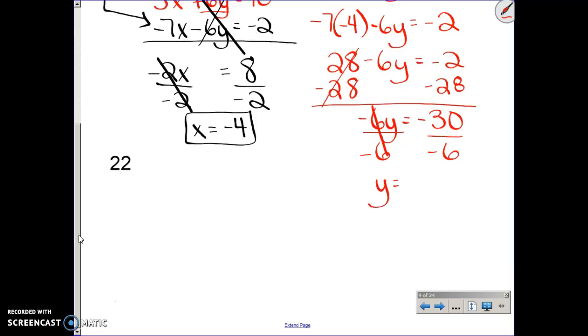And I'm just letting you watch me walk through the algebra of that. Hopefully you got y equals 5 if you tried it out on your own. Again, write them out separate. X, comma, y.